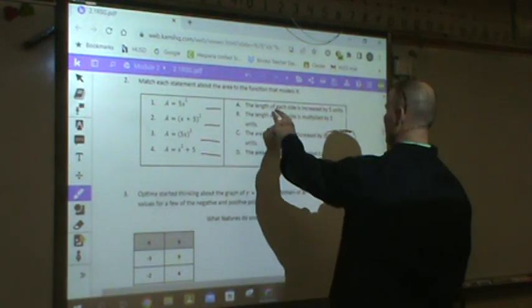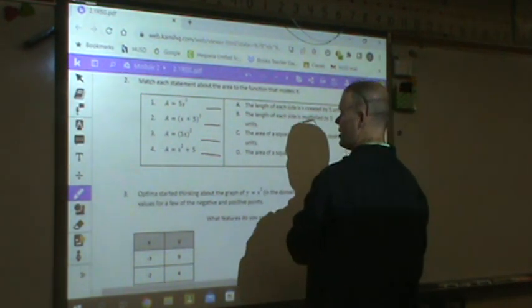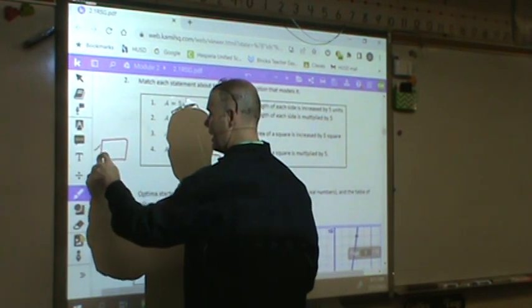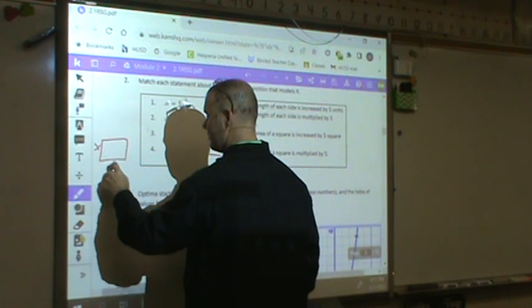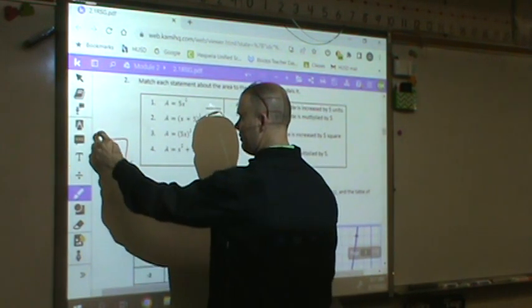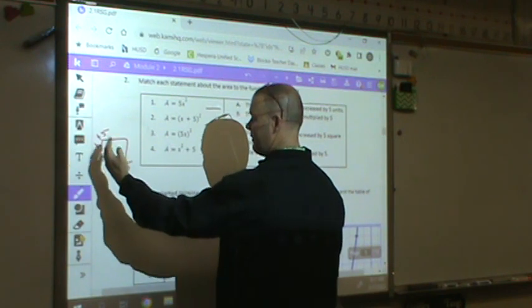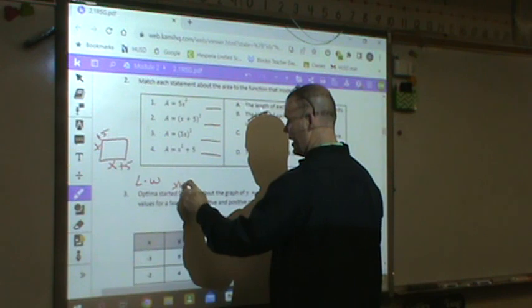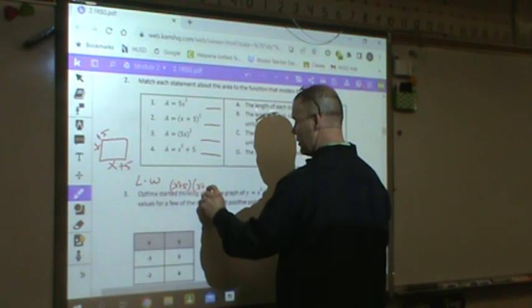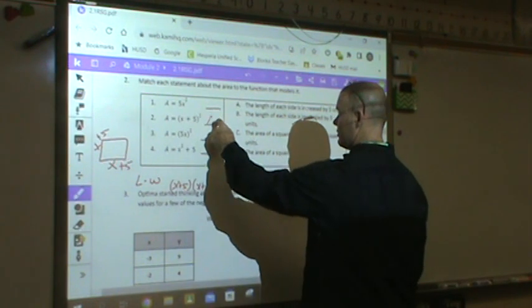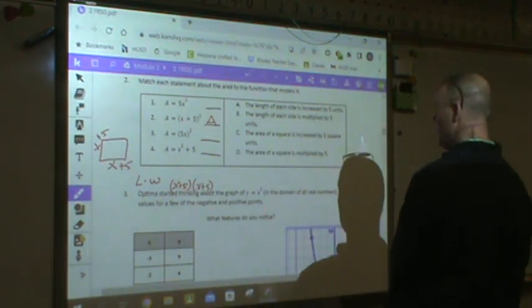It says the length of each side is increased by 5 units. Remember, go back, our original square right here, x by x. I'm going to take each side and add 5. And then I still have to find the length times the width. Well, the length is now x plus 5. The width is now x plus 5. And how else could I write this? x plus 5 squared. So there's A is 2.